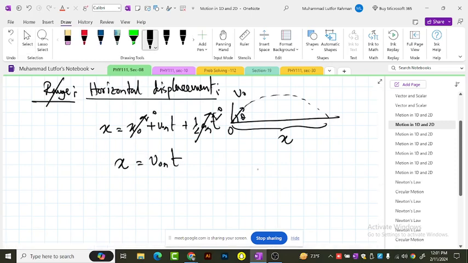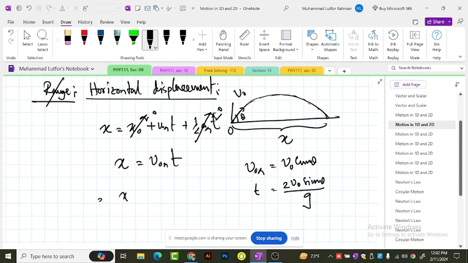Fine. Now what is v naught x? V naught x would be simply v naught cos theta. And now what is t? T is the total time of flight, traveling from that point to that distance. That should be 2 into v naught sine theta divided by g, right? So you can plug in over here: x should be v naught cos theta into 2 v naught sine theta divided by g.